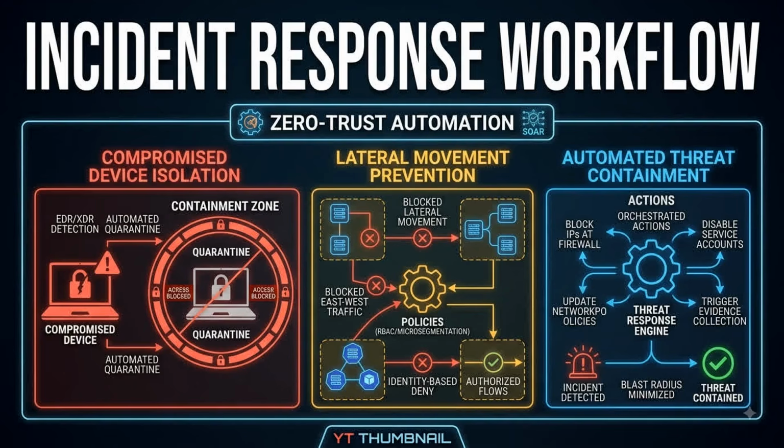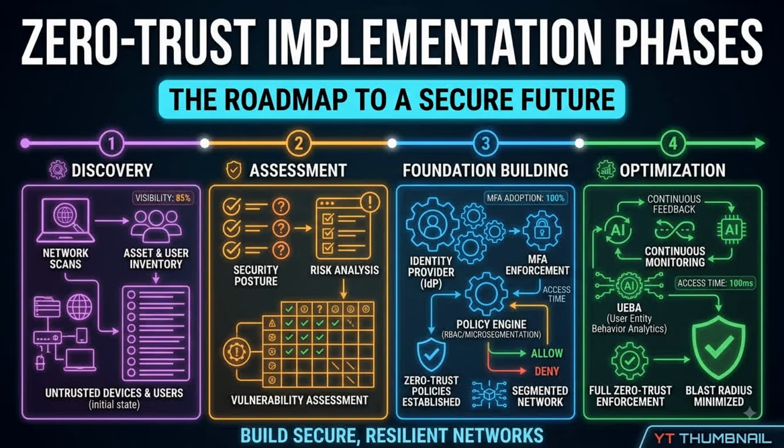Automated threat containment responds to alerts. The threat correlation engine detects the breach. Orchestrated actions are triggered automatically. Firewalls block malicious IP addresses. Security policies are updated. Network policies are updated. Service accounts are disabled. The blast radius is minimized. Evidence is collected automatically. Incident logs are triggered. The organization responds within minutes, not hours, not days, minutes. The threat is contained.